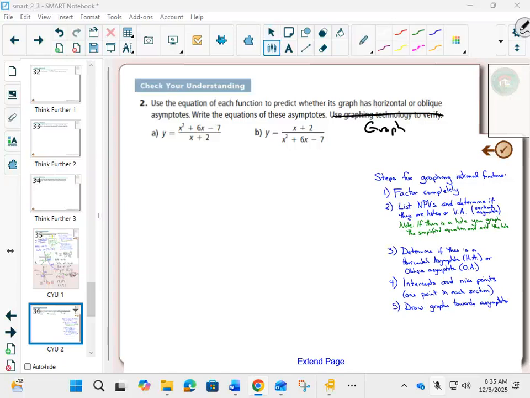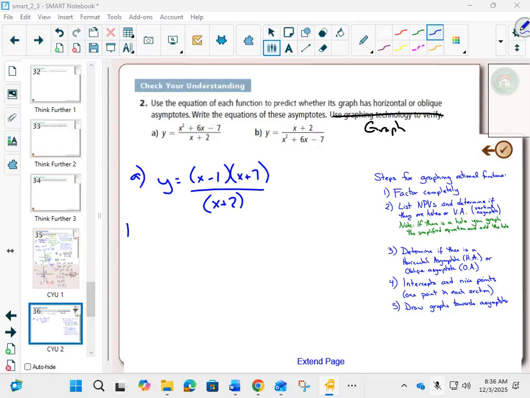We were working on characteristic number 2, which was the horizontal asymptotes or the oblique asymptotes. And we start with factoring. So we factor things first. And the top factors to x minus 1 and x plus 7 over x plus 2.